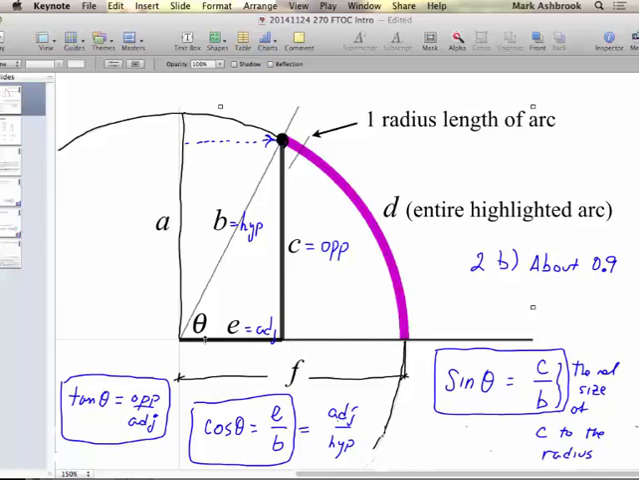And then cosine is the relative size of this length to the whole radius, in this case about 0.4, and that's where we get adjacent over hypotenuse, e over b. And then tangent is opposite over adjacent, which would be c over e. Okay, so I want to put up a bunch of identities that may prove useful in solving the problems.